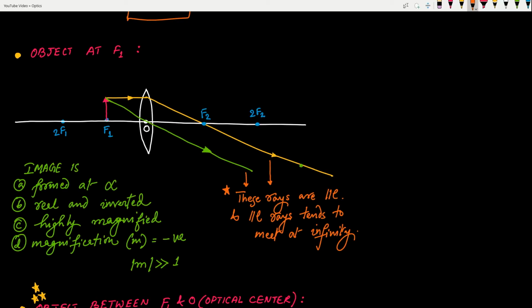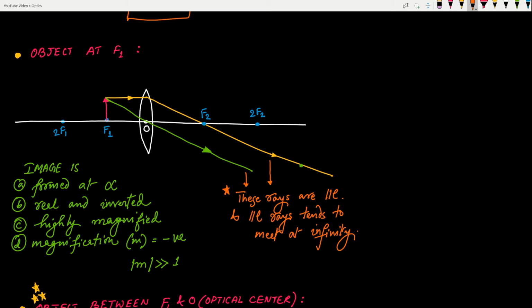Okay, now what we can see is that we have brought the object closer to the lens. As you can see, earlier what was the case? The object was in between 2f1 and f1. Now we can see that the object is at f1, that is closer to the lens. So what will be the location of the image?